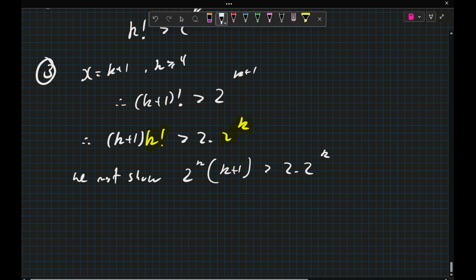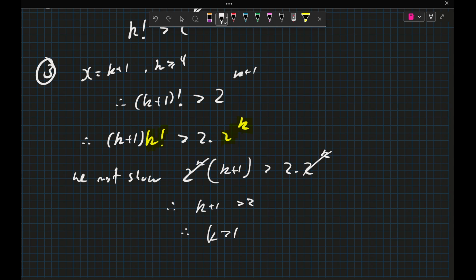So we're now going to do a bit of steps. Well, we know this 2 to the k's are going to cancel, and we're just going to have k plus 1 greater than 2, so k must be greater than 1. Now, why is this true? Or how on earth does this work? So this k greater than or equal to 1 is really kind of like a fake lower bound.